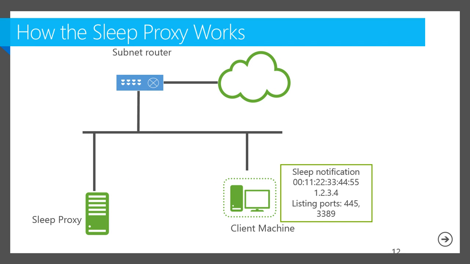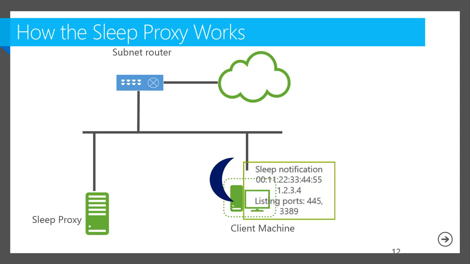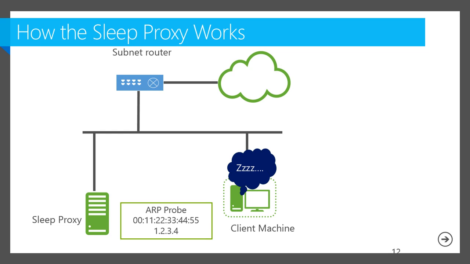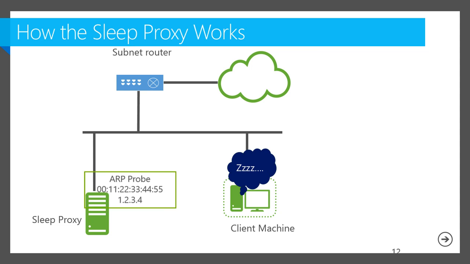So the sleep proxy in a little bit more detail. The sleep notification consists of the MAC address and the IP address, but also the ports that that client was listening on. So what we end up with is a list of not only the clients and the MAC address, etc., but also the ports that they're listening on. So if you've got a specific app that's listening on a port, that is retained by the sleep proxy.